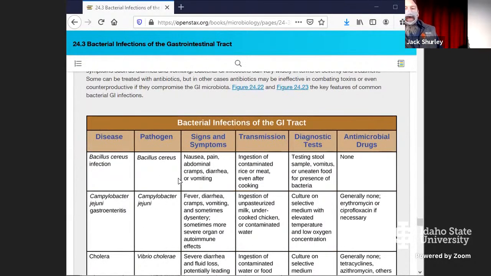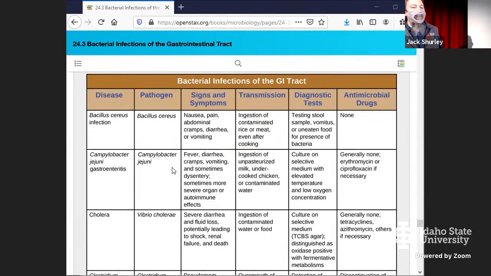And I know they're going to be mentioned down here in this table. So some of the bacteria, this is really why I switched to the textbook, was to get this table up here. So Bacillus cereus infections, that is the culprit as well. Nausea, abdominal pain, cramps, diarrhea, possibly vomiting. You maybe got it coming out of both ends. Not so good. So contaminated rice or meat, even after cooking, and that's because of the spore forming potentials with those guys.